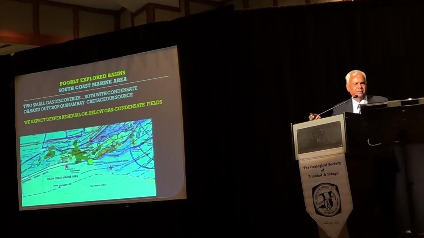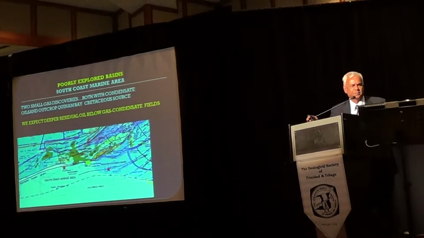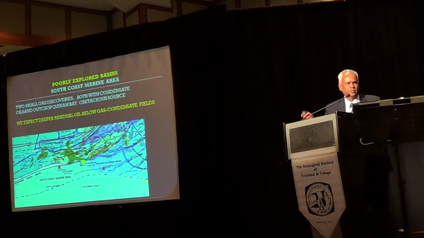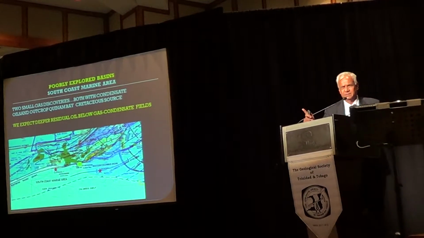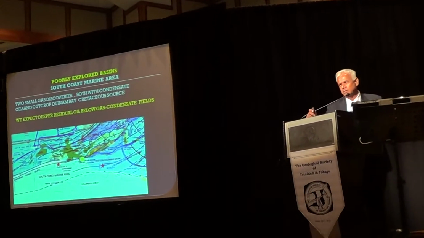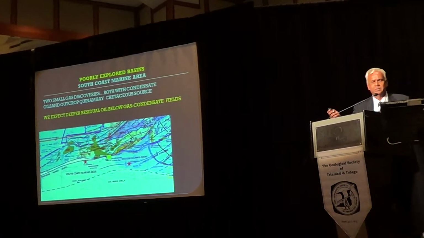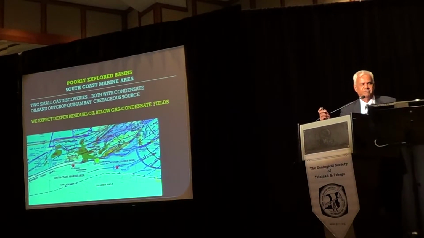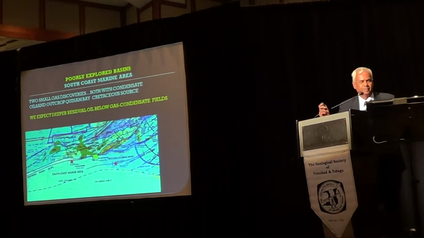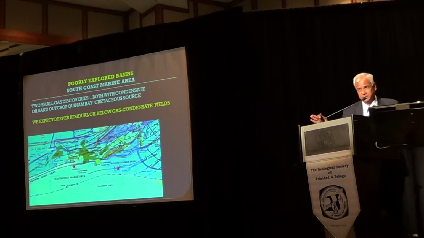South Coast Marine area, now we're looking at poorly explored basins. There are two small gas condensate discoveries. The key is that there's condensate. And once there's condensate, we know that condensate is not over mature, so that we will expect to find oil below the condensate. So don't give up yet on the area south of that frontal thrust.